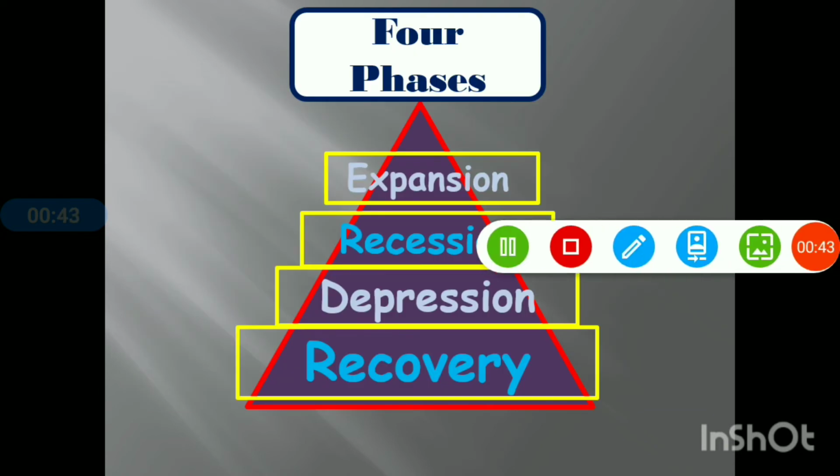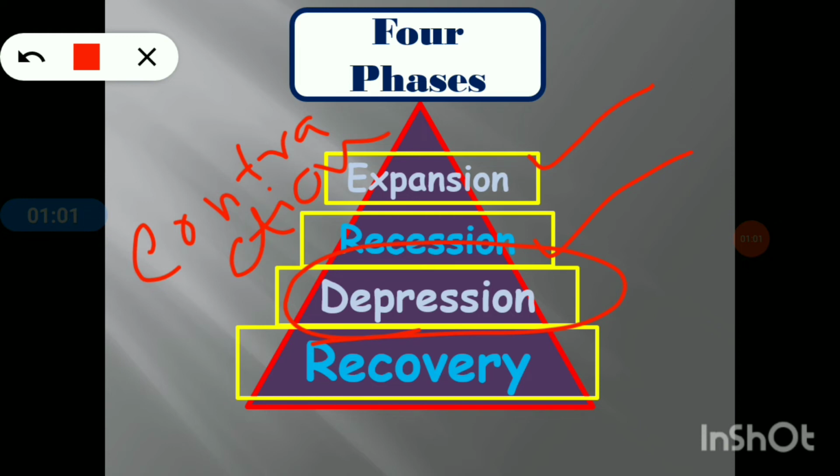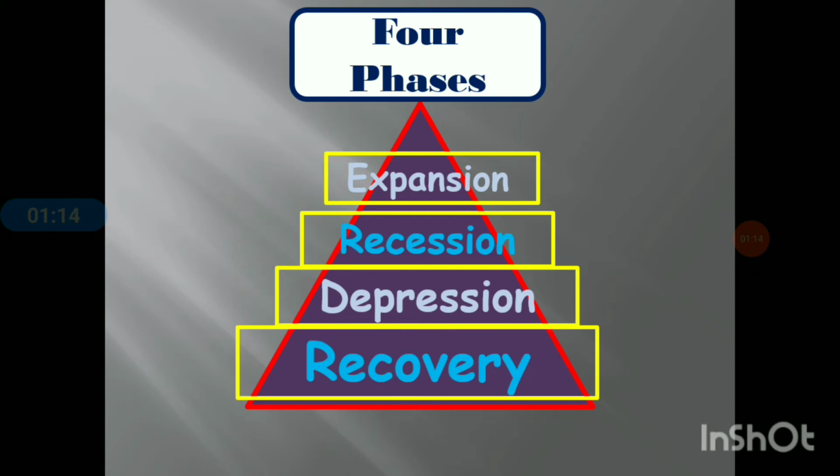So here we can see the 4 phases of the business cycle. The first one is expansion, the second one is recession or contraction, the third one is depression or trough, and the fourth one is recovery, okay. So the revival period, okay. So now go to the next slide where we can discuss the 4 phases of the business cycle, okay. So let's go.